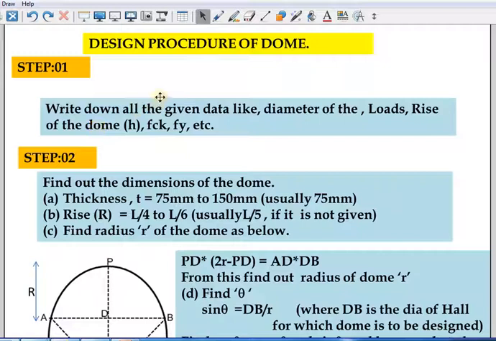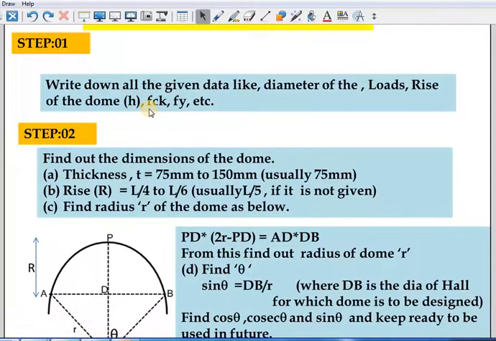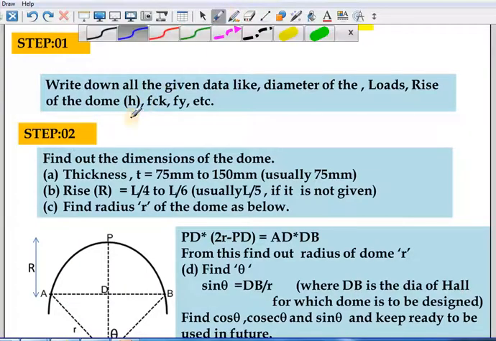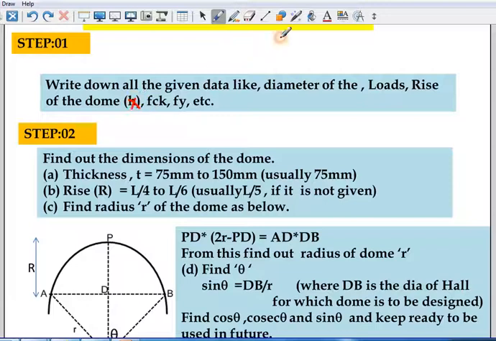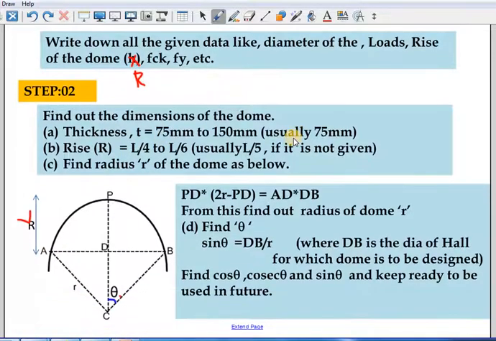As a first step, as I told you before, we will be doing the design mainly by the working stress method, so please keep that in mind. First, you write down the basic data given in the question, like the rise of the DOME. The rise of the DOME is normally taken as R. This is your DOME, and this height is called the rise. Note down fck, fy, loads and everything.